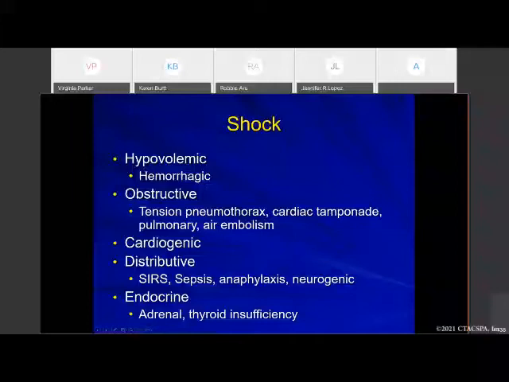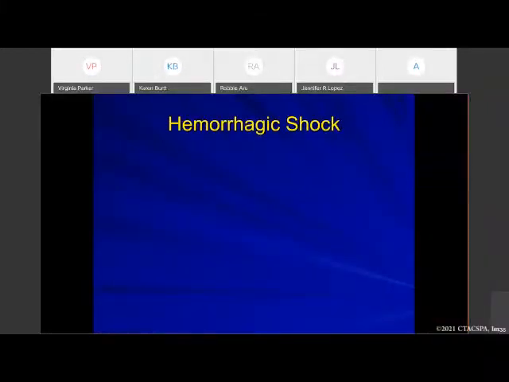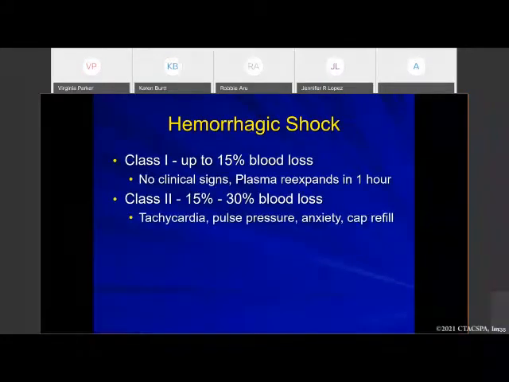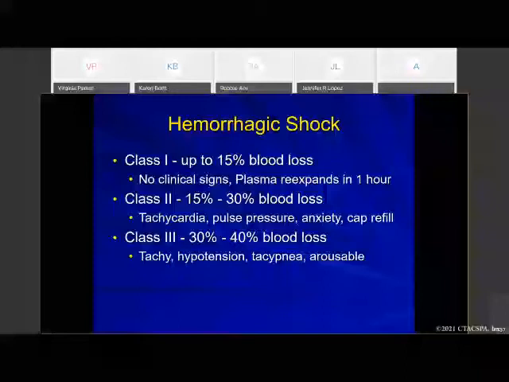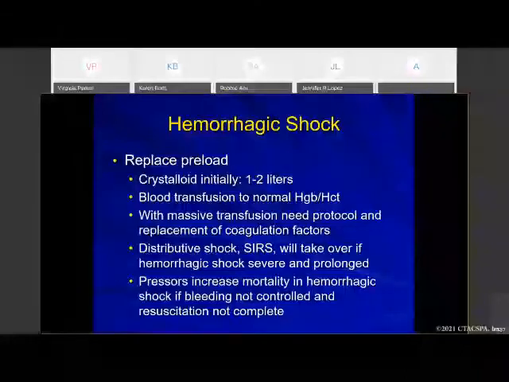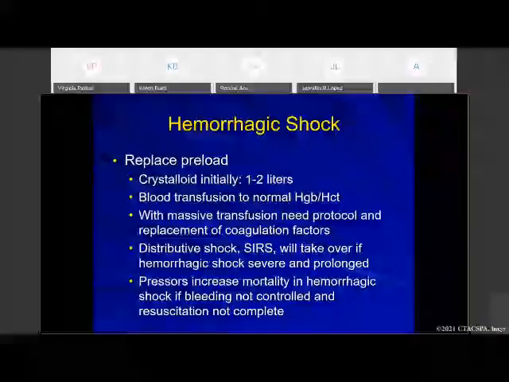Distributive shock, which is SIRS or sepsis, is the primary. Could be anaphylaxis. It could be neurogenic shock from a cervical spine injury. And then you can have endocrine shock, which could be adrenal insufficiency or thyroid insufficiency. So I had this on a slide from yesterday, but you have a slide of it today for your classifications of hemorrhagic shock. You want to replace your preload.